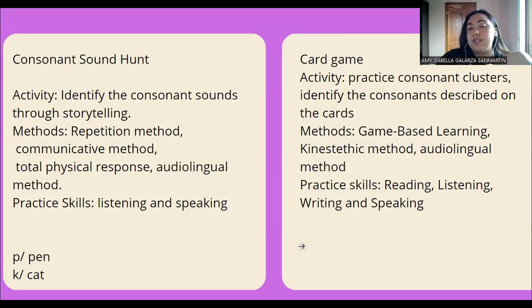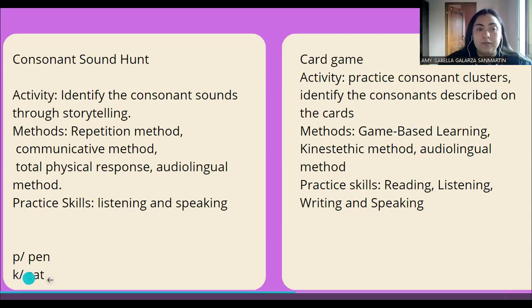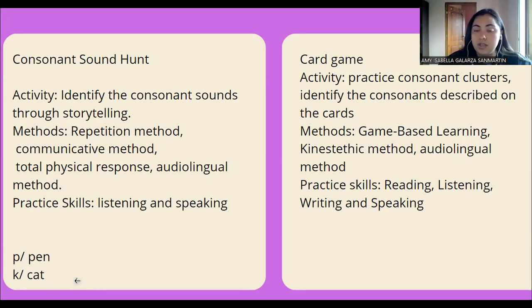In this way, we're going to practice reading, listening, speaking, and writing, because the other students are going to listen to the word. For example, here I wrote cat, they need to identify which consonant it is and match it with the image of the cat. They need to stand up and say, I found the word cat, the consonant K, and the sentence is, I love my cat. In this way, we're going to practice reading, writing, speaking, and also listening.